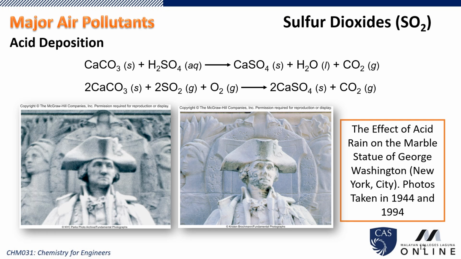Sulfur dioxide reacts in the atmosphere to form acids which fall as acid rain. These reactions damage materials such as marble, which is composed of calcium carbonate, and they react with the sulfuric acid to form calcium sulfate, water, and carbon dioxide. This leads to erosion of buildings and monuments.